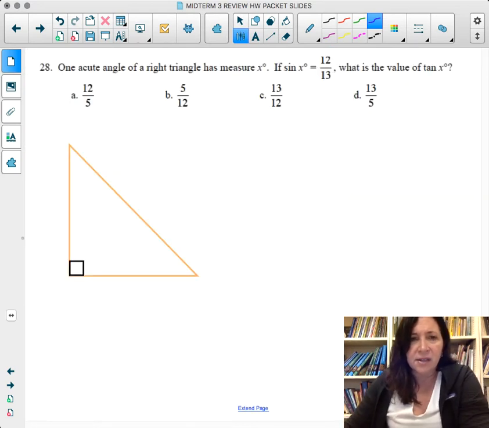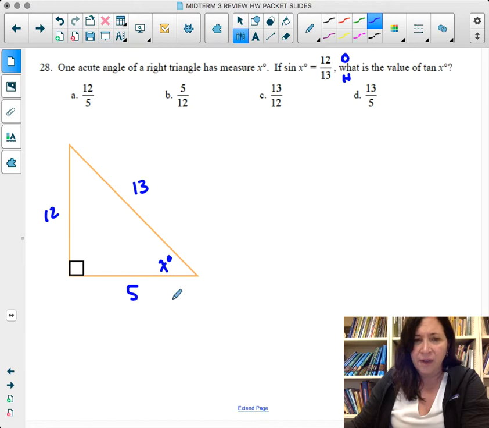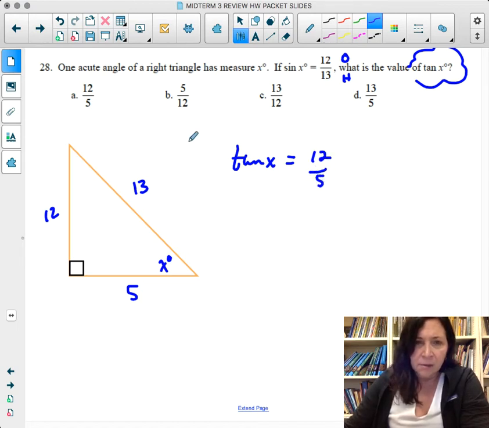The next question says, one acute angle of a right triangle has a measure of x degrees. So we'll call that, I don't know. If sine of that value is equal to 12 over 13. Now remember, sine is opposite over hypotenuse. So if I'm here, sine of x is 12 over 13, hopefully you notice this is a 5, 12, 13. What's the value of tangent of x? So tangent of x is equal to opposite over adjacent. So that's just 12 over 5. So that's A.